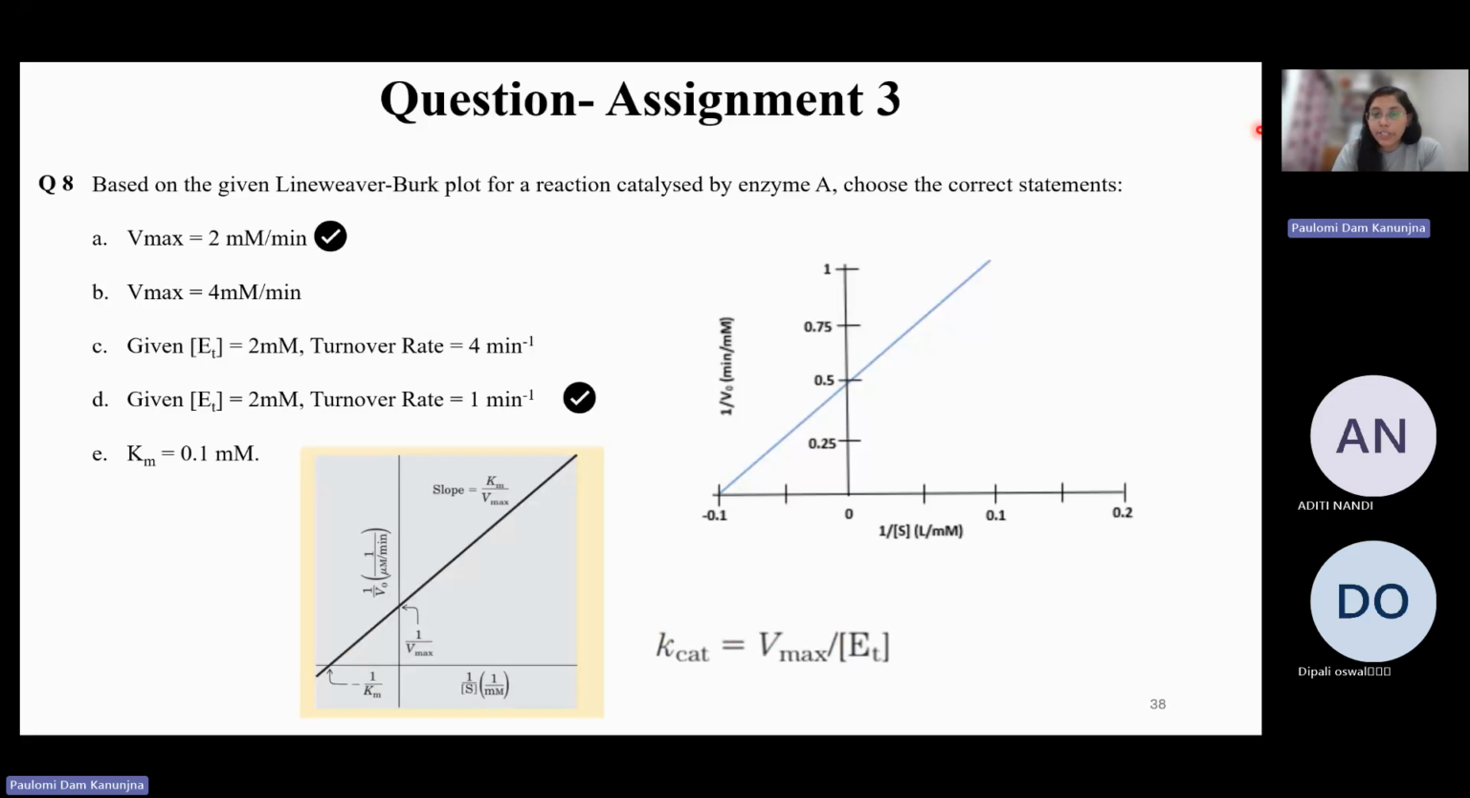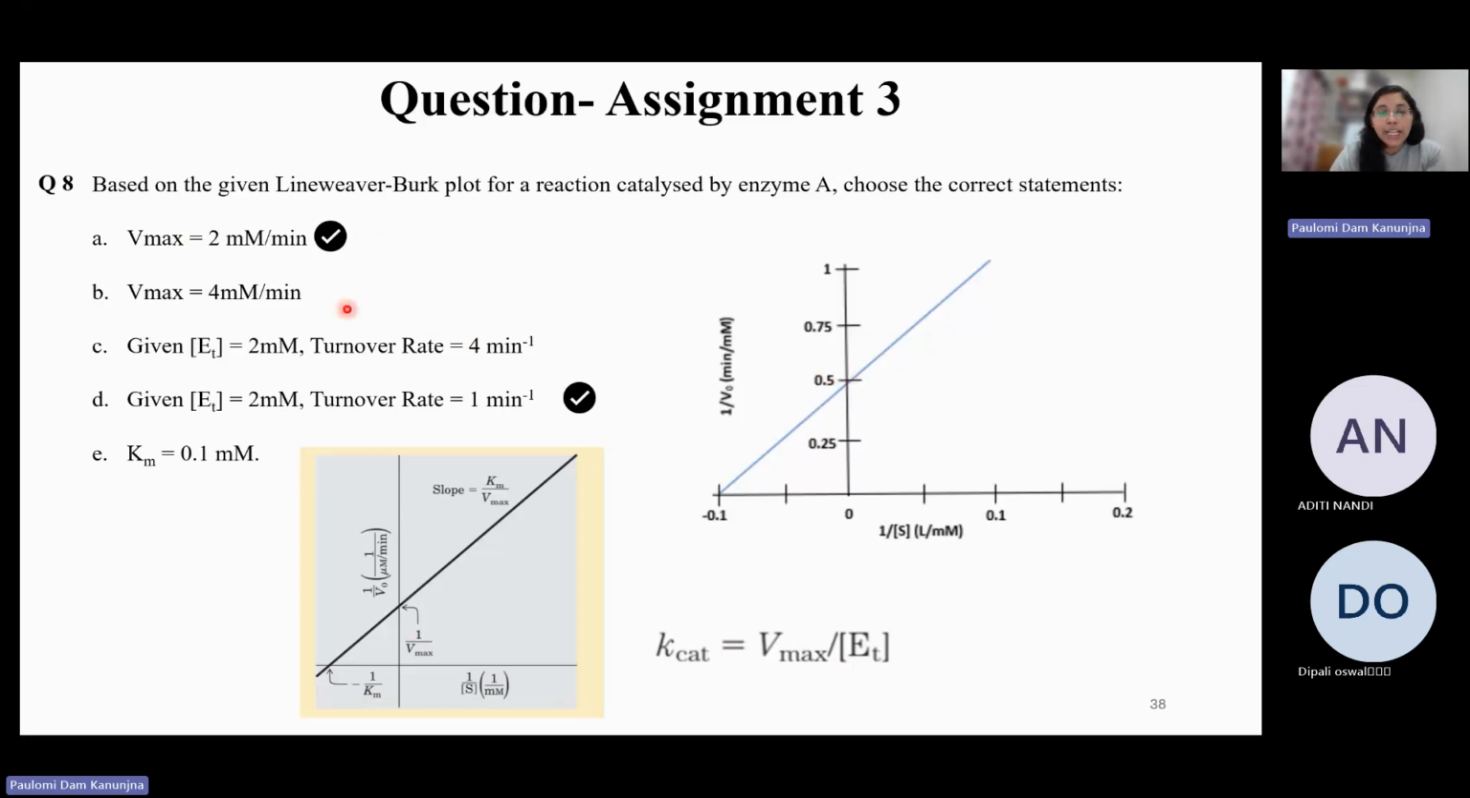Like I said, look into this. Wherever the intercept is, the intercept on the y-axis is 1 by Vmax. The intercept on the x-axis is minus 1 by Km. So this you should remember. And it's easy, right? This intercept is 0.1, this is 0.5. And for ET, remember kcat is equal to Vmax by ET, right? So when you know that Vmax is either 2 or 4, and we are seeing here that 1 by Vmax is 0.5, when you invert it, it becomes 2.